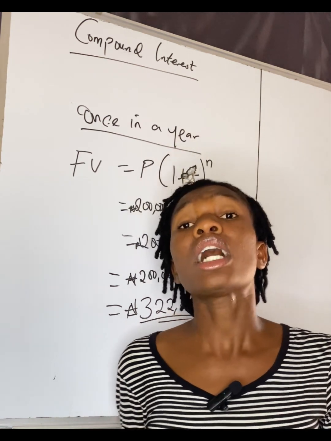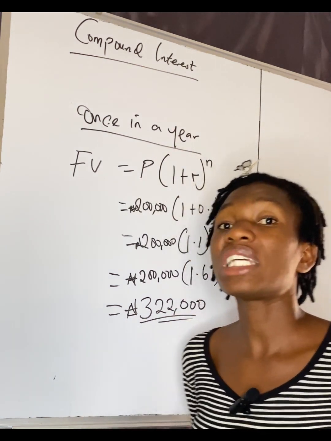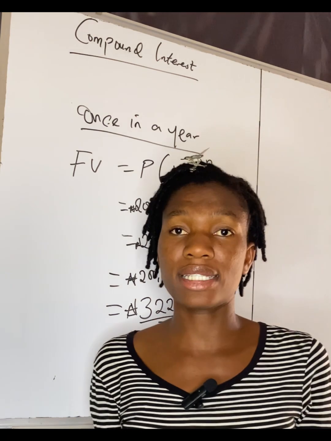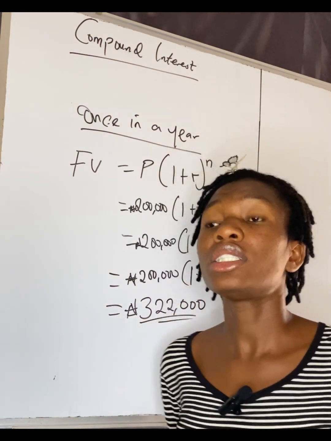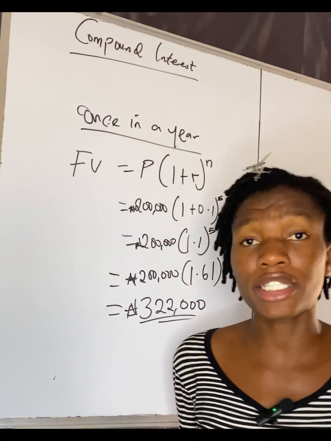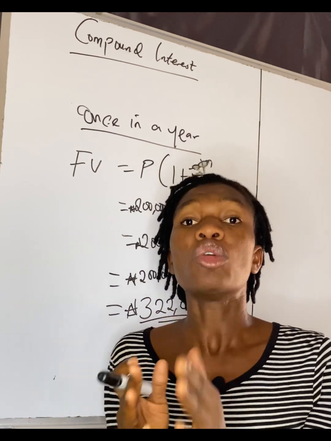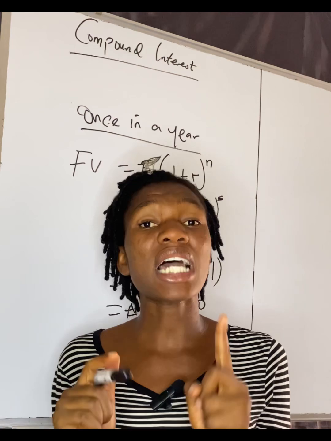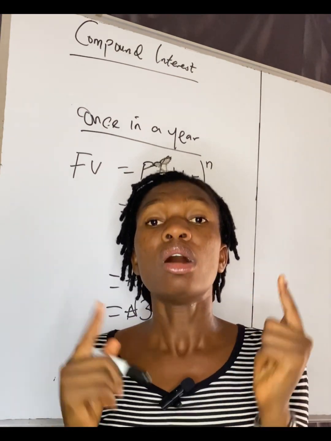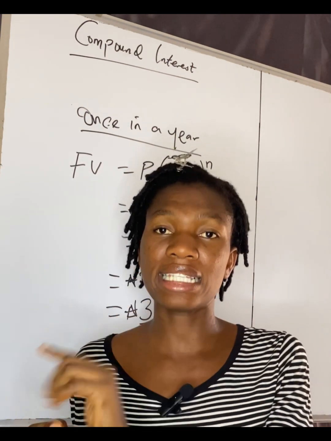Like I said, this is the first scenario where we are earning compound interest just once in a year. There are also scenarios where we earn interest more than once in a year. Interest can be earned quarterly, interest can be earned half yearly. We can earn interest more than once in a year. And then let's see what our future value will look like where our interest is earned more than once in a year.